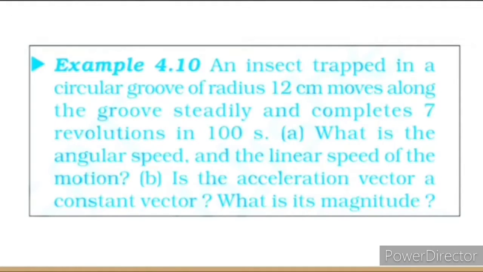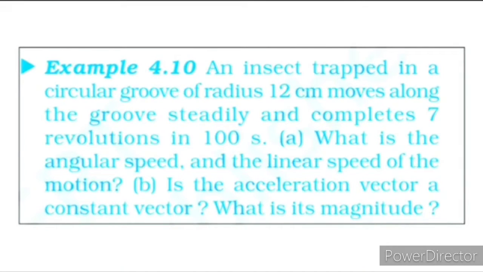First, we move on to an example, that is the example 4.10. An insect trapped in a circular groove of radius 12 cm moves along the groove steadily and completes 7 revolutions in 100 seconds. What is the angular speed and linear speed of the motion? Is the acceleration vector a constant vector? What is its magnitude?